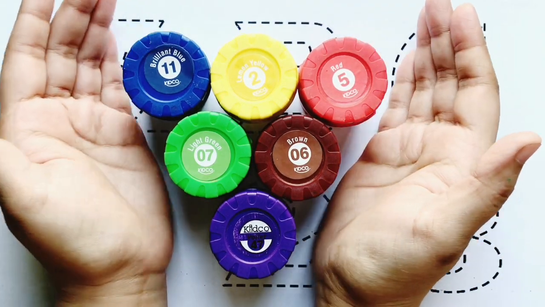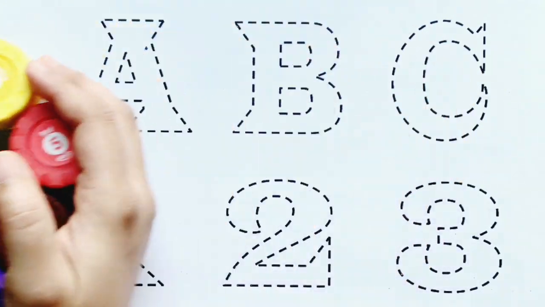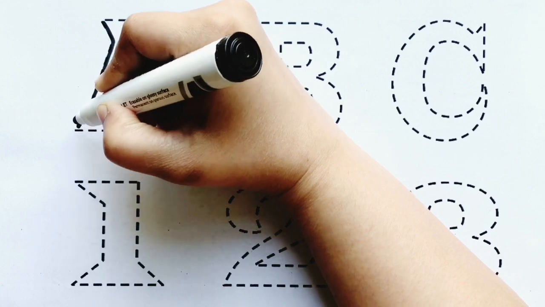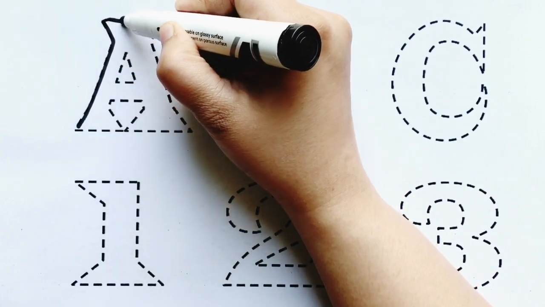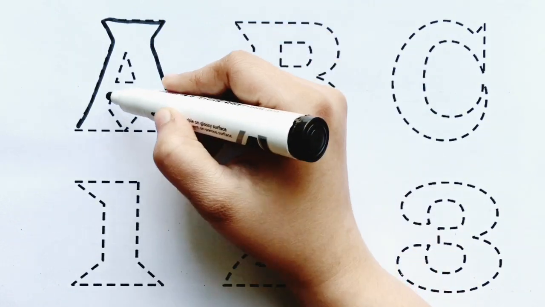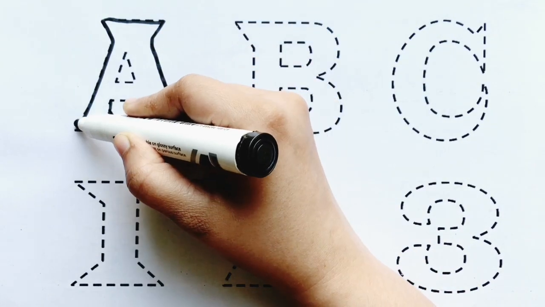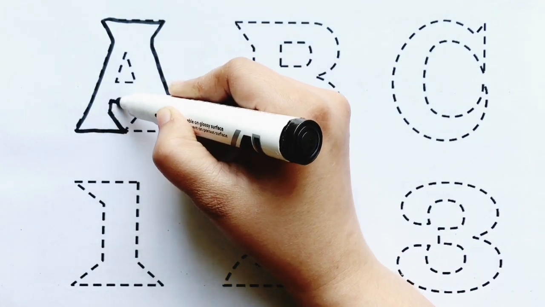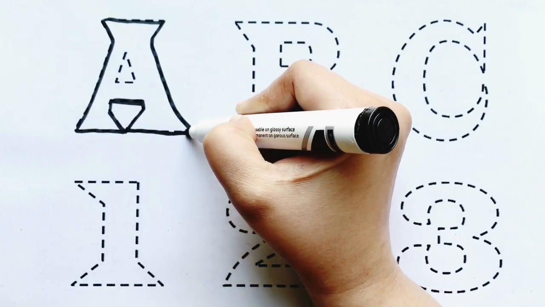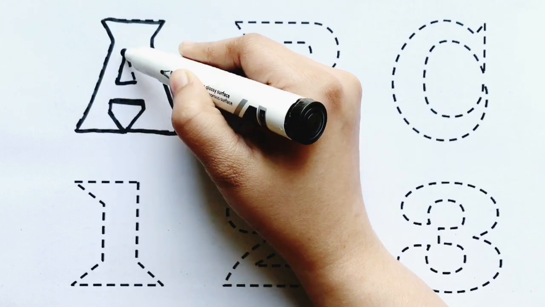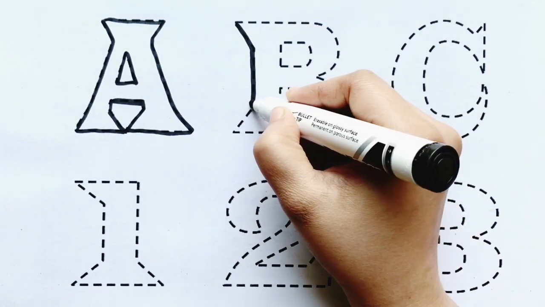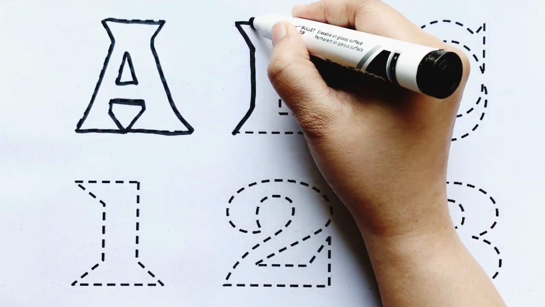I learned alphabets A, B, C, and 1, 2. Let's go. Capital letter A. B.